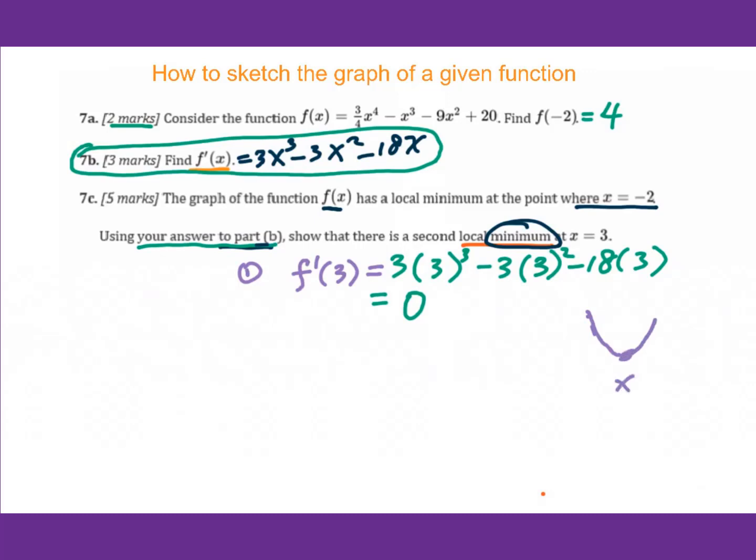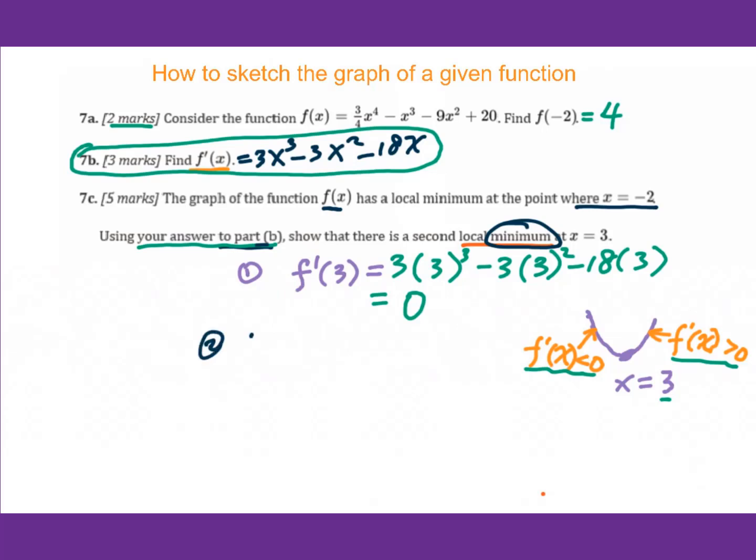This point is x equals 3. In other words, for x less than 3, this derivative will be less than 0 because the slope of a tangent line is negative. On the right side of this 3, the derivative of the function will be greater than 0. So you need to find a point on the left side of 3 and also on the right side of 3 to satisfy this and this. That's the way to show x equals 3 is a minimum point.